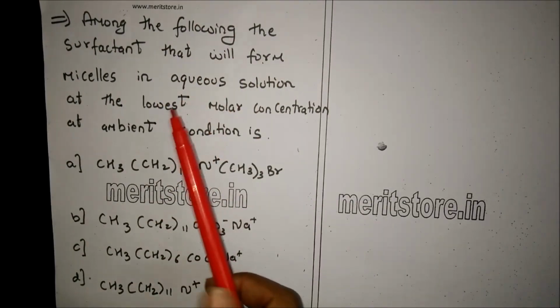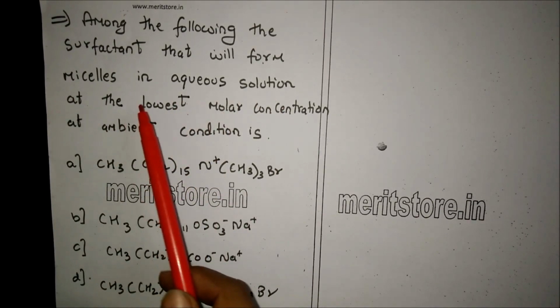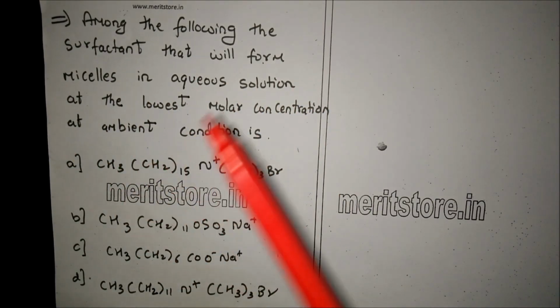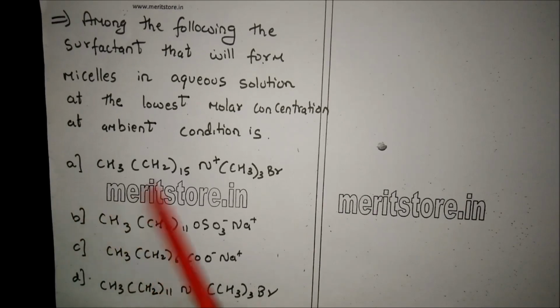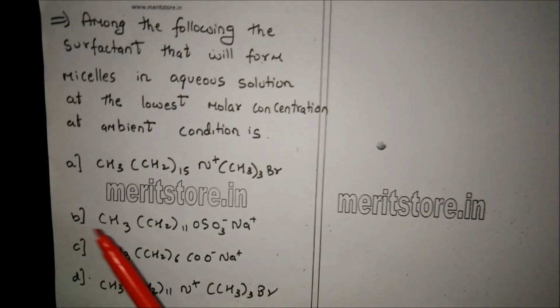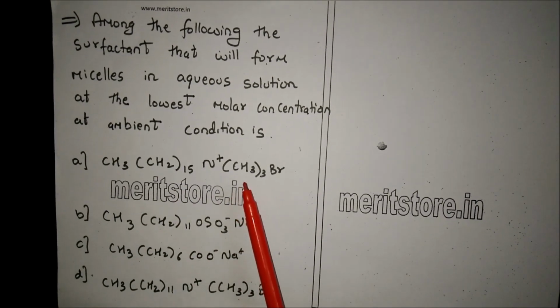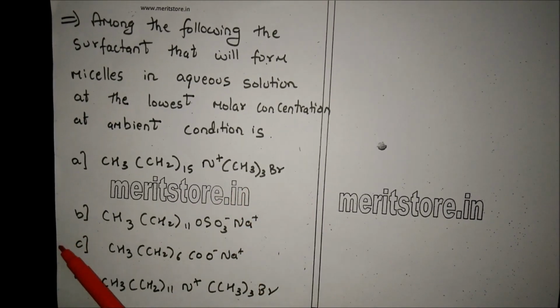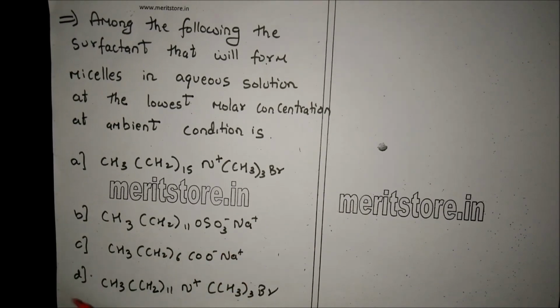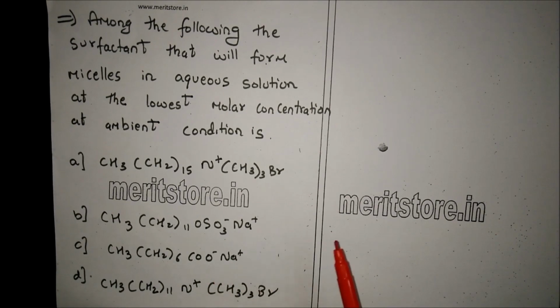Of the following, the surfactant that will form micelles in aqueous solution at the lowest molar concentration at ambient condition is: option A is CH3(CH2)15 N+(CH3)3 Br-. B is CH3(CH2)11 OSO3- Na+. C is CH3(CH2)6 COO- Na+. And D is CH3(CH2)11 N+(CH3)3 Br-.